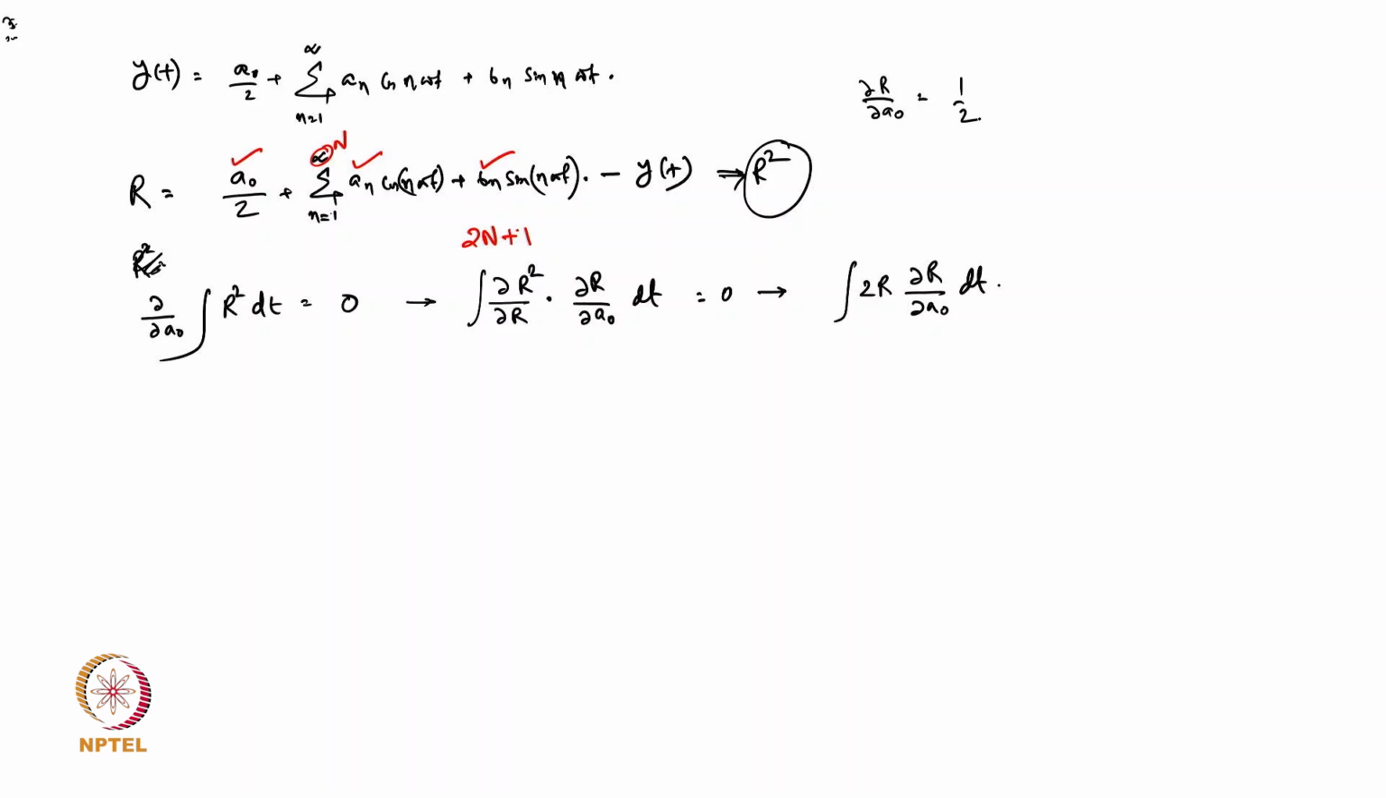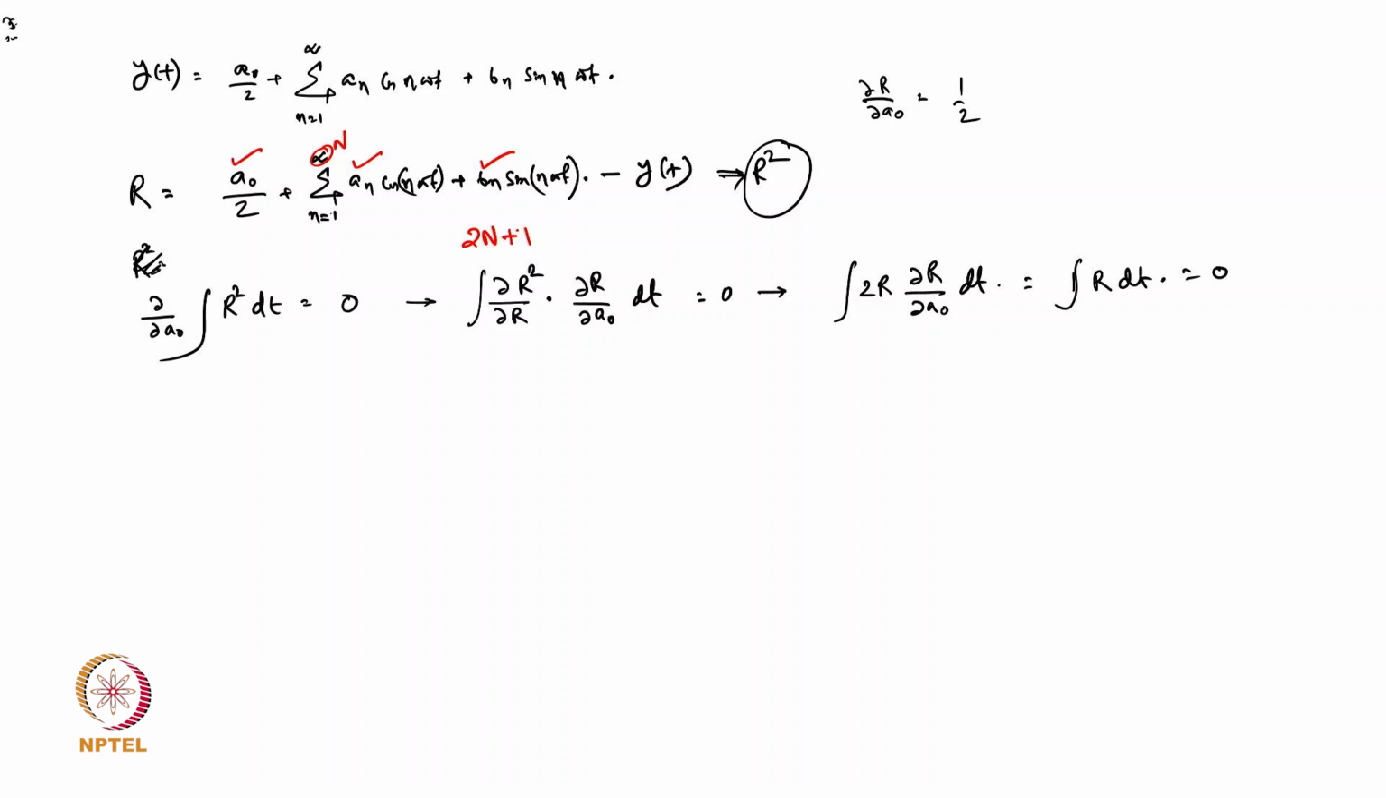1 by 2. Make sense? All of you agree? Perfect. So we will have integral r dt, that will be equal to 0, because that 2 and this 1 by 2 cancel out, and we will have only r into dt. So we'll just perform that integral and we will be done.